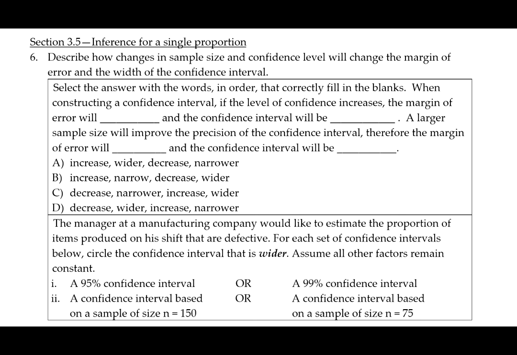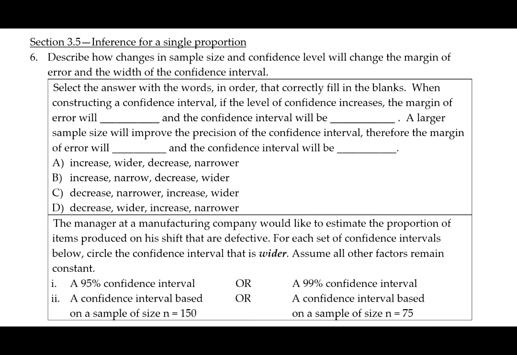When constructing a confidence interval, if the level of confidence increases, the margin of error will blank and the confidence interval will be blank. A larger sample size will improve the precision of the confidence interval, therefore the margin of error will blank and the confidence interval will be blank.